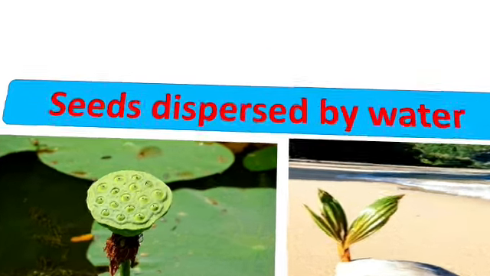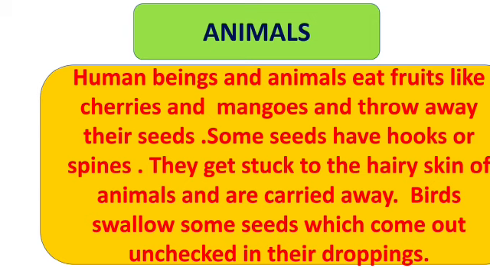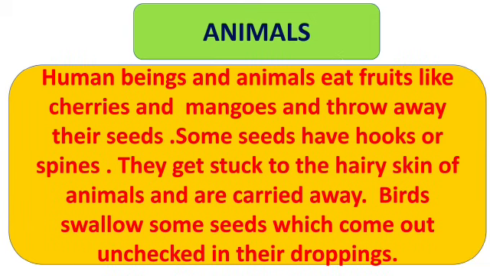Next is dispersal by animals. Human beings and animals eat fruits like cherries and mangoes, jamun also, and throw away their seeds. Some seeds have hooks or spines. They get stuck to the hairy skin of animals, even human beings' clothes, and are carried away. Birds swallow some seeds which come out unharmed in the droppings.